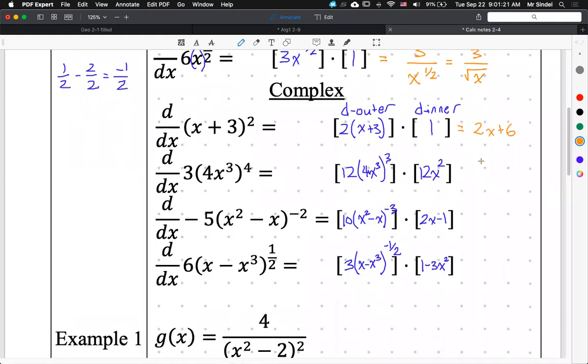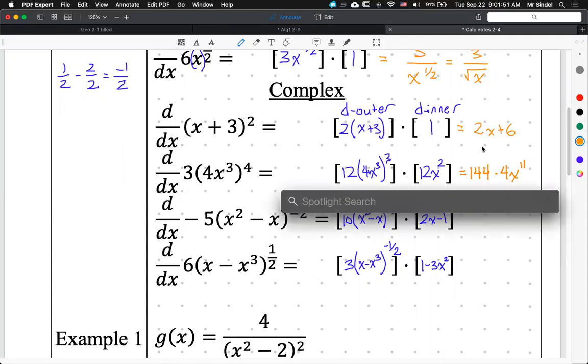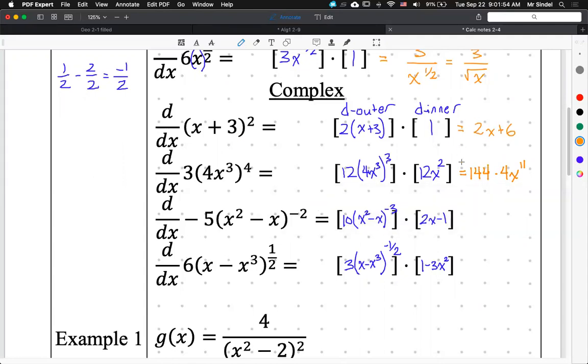And then these can be simplified down here for the complex parts as well. Notice that I have 12 times 12, which is 144. If I multiply all of these out, let's do the mental math. This is going to be x to the power of 9 plus x to the power of 2. That's going to be x to the power of 11, right? So I'm going to have 4x to the power of 11, and 4 times 144, 576. So this is really 576x to the power of 11 if I multiplied all of that out.